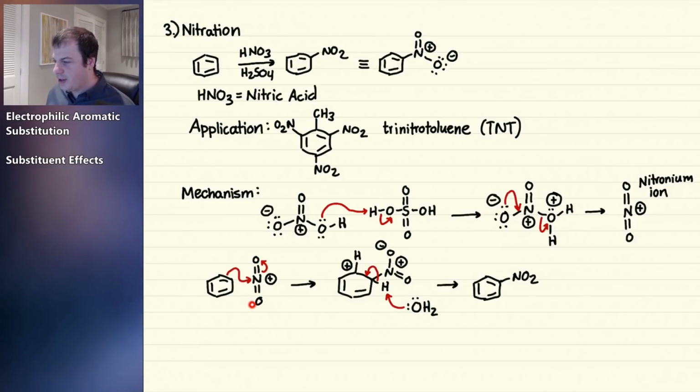The nitronium ion reacts with the benzene ring to give us the disrupted aromaticity species. And then we use water as a base. You could also use the bisulfate anion to restore aromaticity and produce the nitrated product.